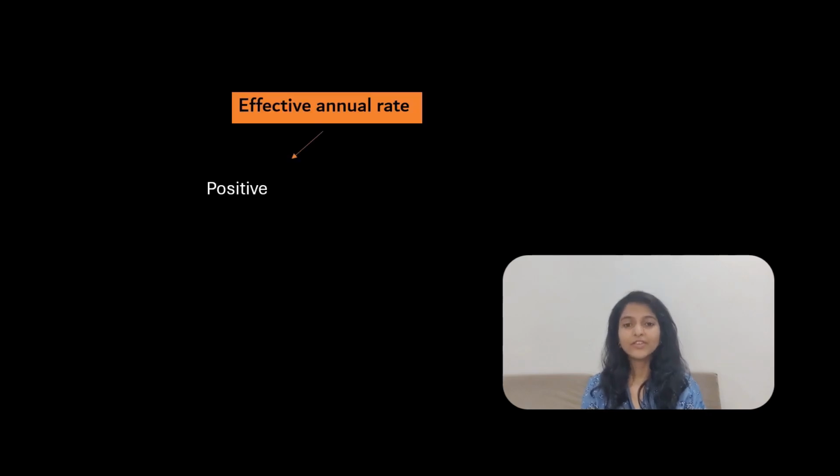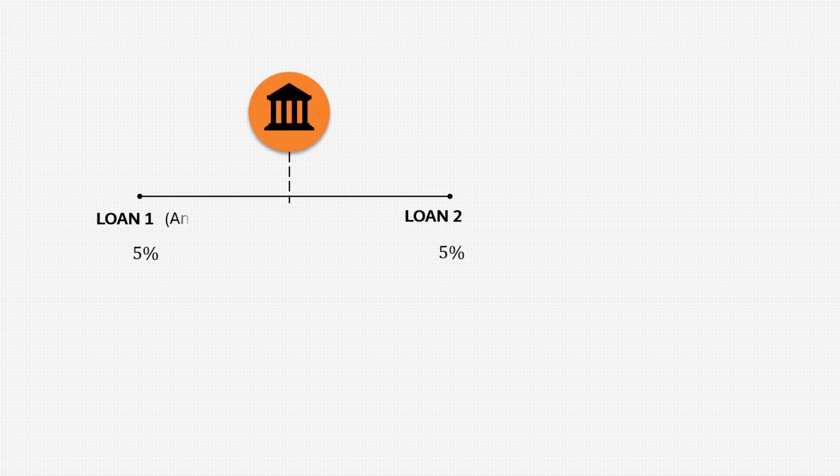Now, effective annual rate due to compounding is positive if you save or invest. But the same math will work against you if you are a borrower. We'll see an example. Suppose a business needs to choose a loan from two options, both at the nominal interest rate of 5%. One compounds annually while the other compounds monthly. Let's see what their effective annual rates are.